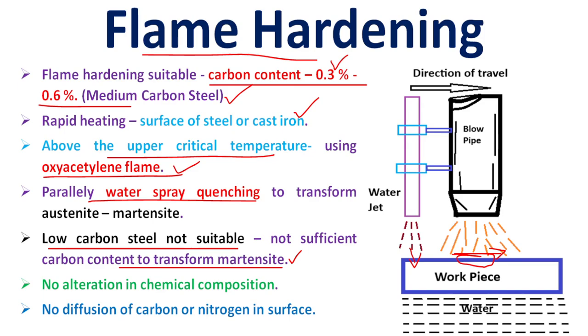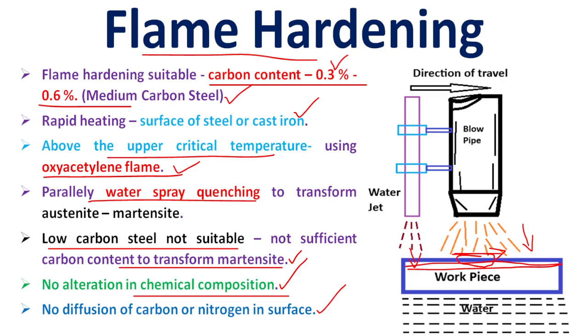In this method there is no alteration of chemical composition, and no diffusion of carbon or nitrogen into the surface of the material. There is no diffusion of any other materials; it is only a surface hardening process.